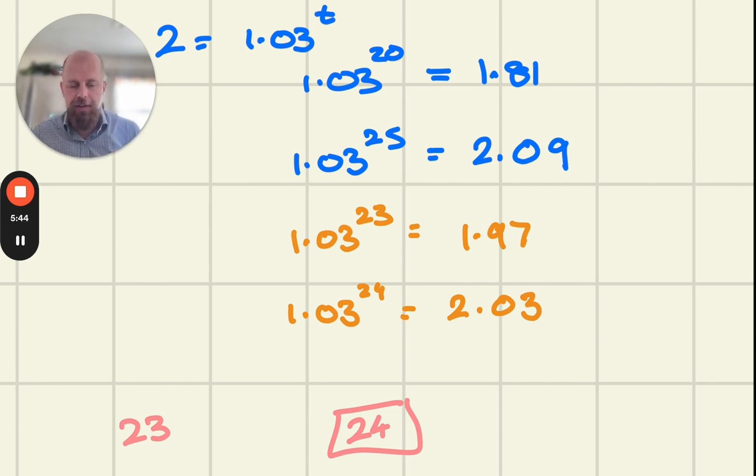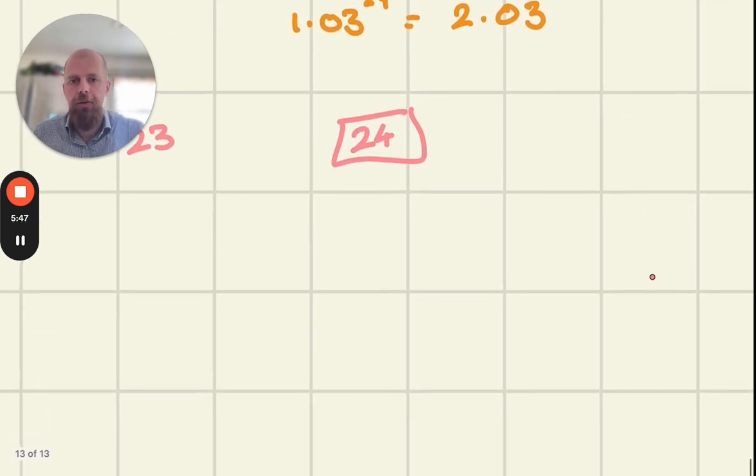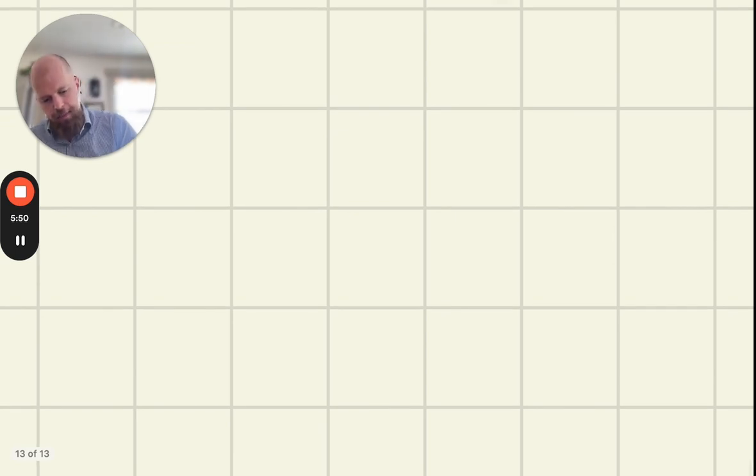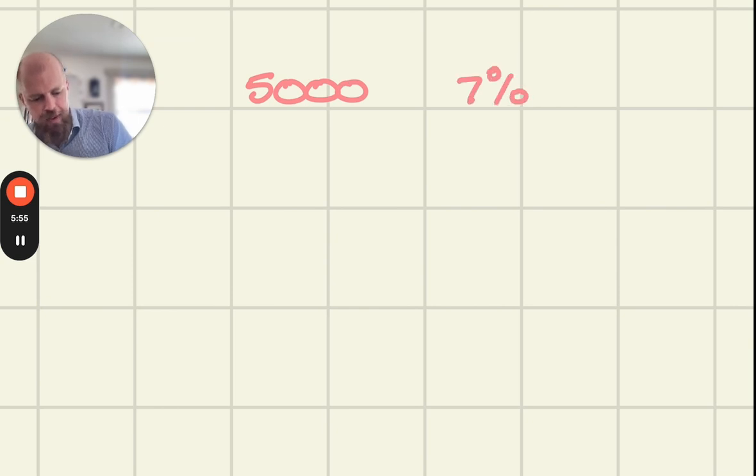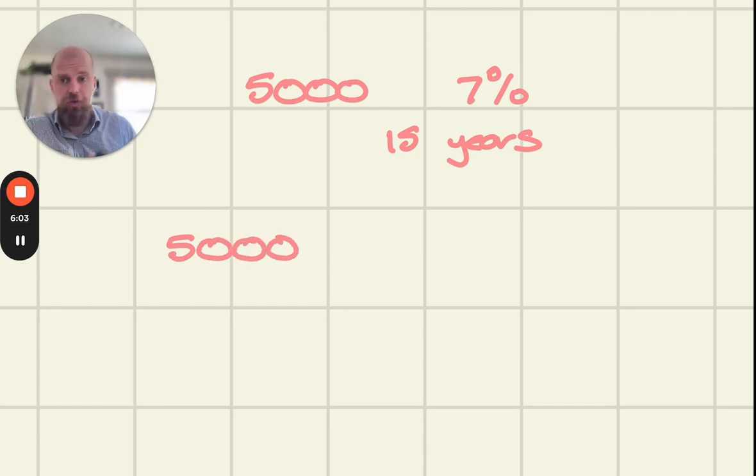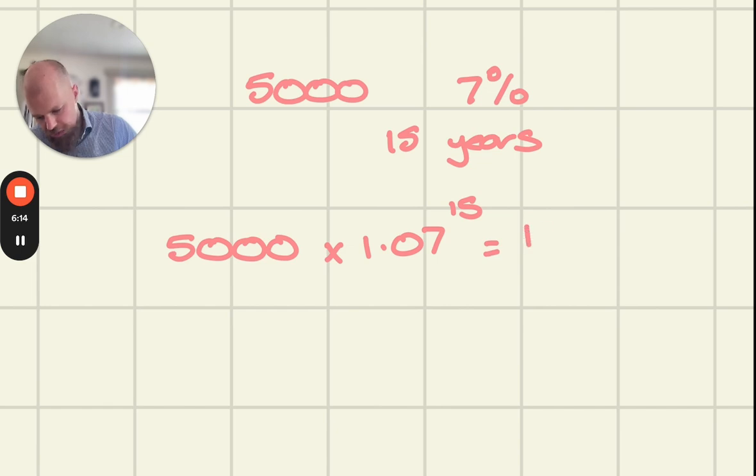Let's do one more example. Let's say that I've got $5,000 in a bank account making 7% interest per year, and I'm going to invest it for 15 years. Well, I do 5,000 times the growth at 7%, so I do 1.07 to the power of 15. And I put that in my calculator, and that leaves me with 13,795.18. And obviously, if we're dealing with dollars, we need to be rounding to 2 decimal places.